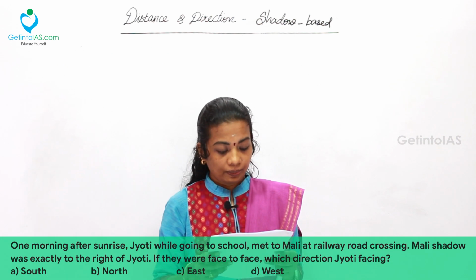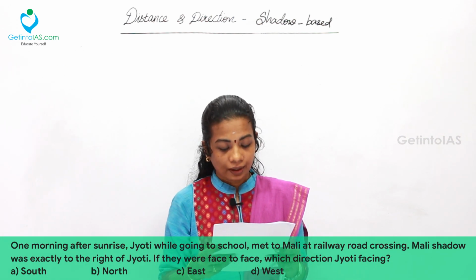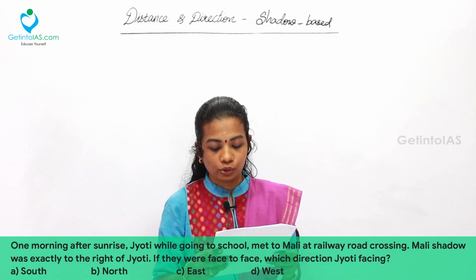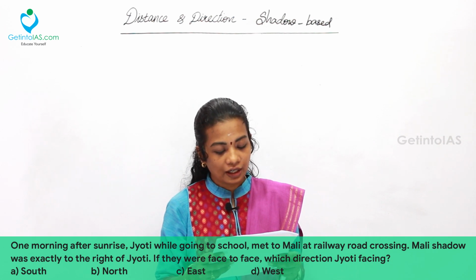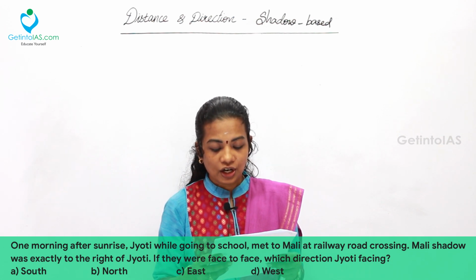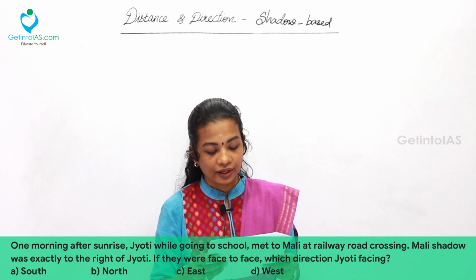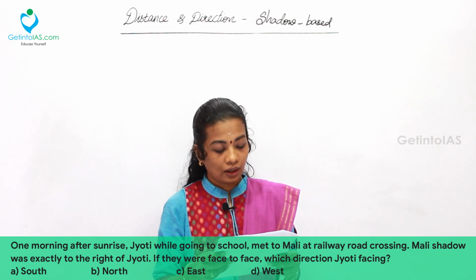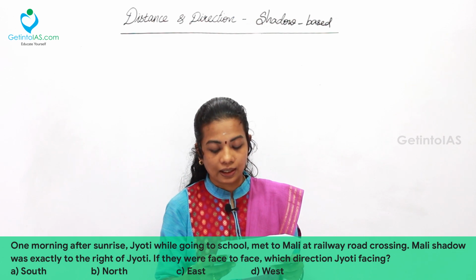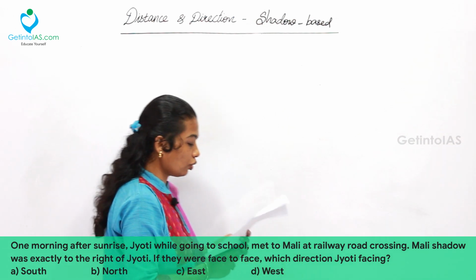The first question: one morning after sunrise, Jyoti while going to school met Mali at a railway road crossing. Mali's shadow was exactly to the right of Jyoti. If they were face to face, which direction was Jyoti facing? A south, B north, C east and D west. Let's move into the concept.